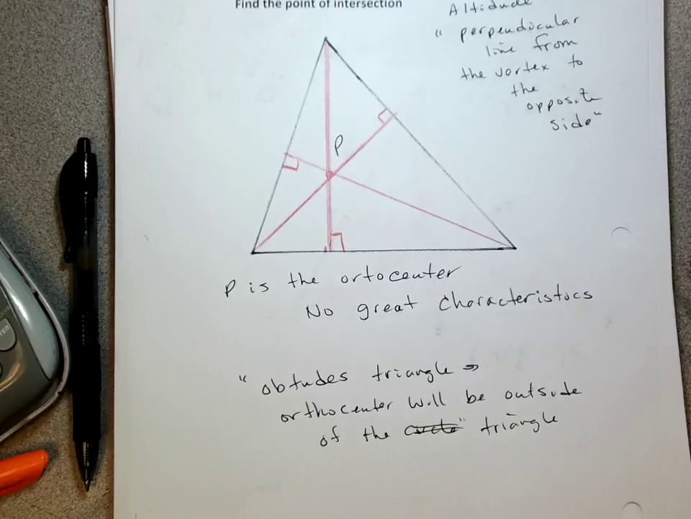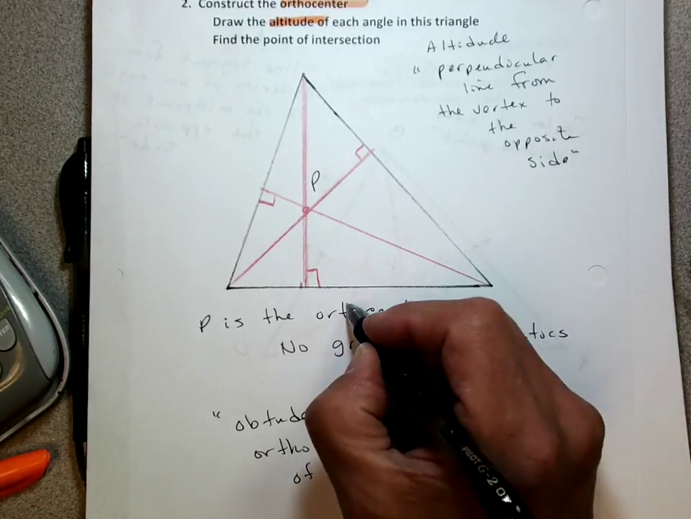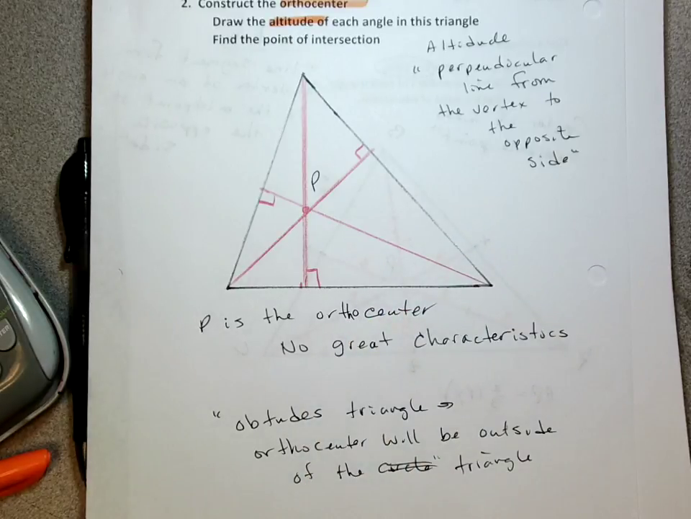Altitude. Orthocenter. You're really good at spelling. Yeah. Ortho, I need a TH, don't I? Writing this down. Orthocenter. Okay?